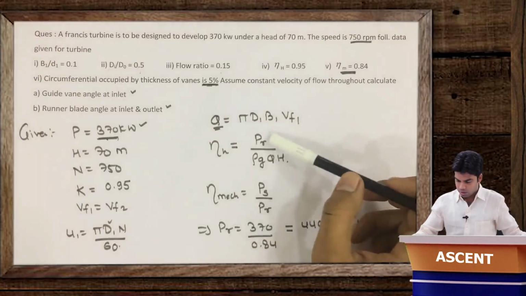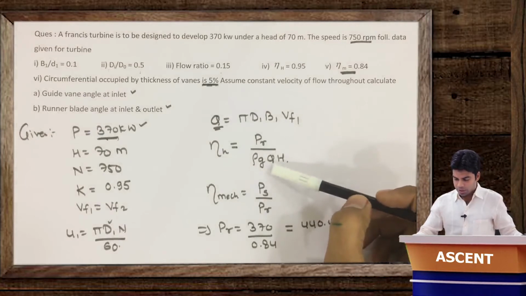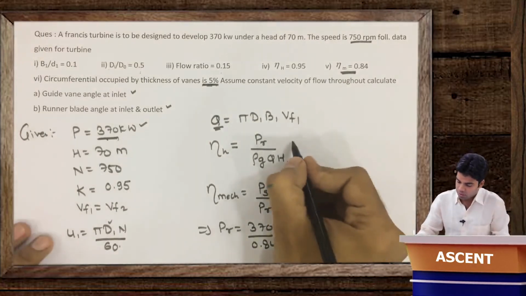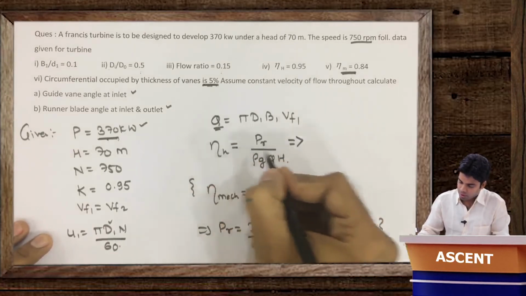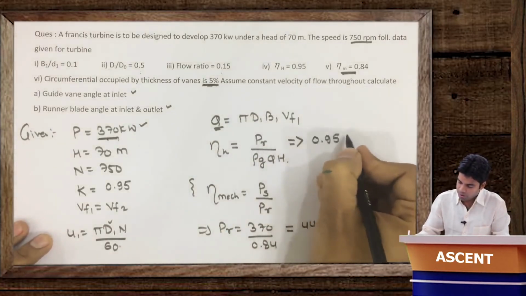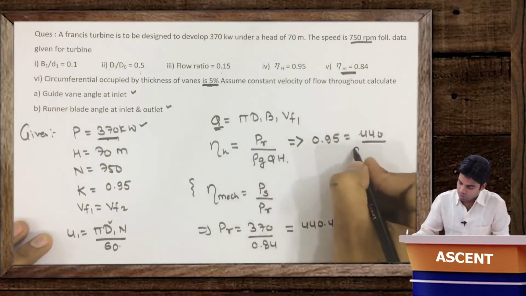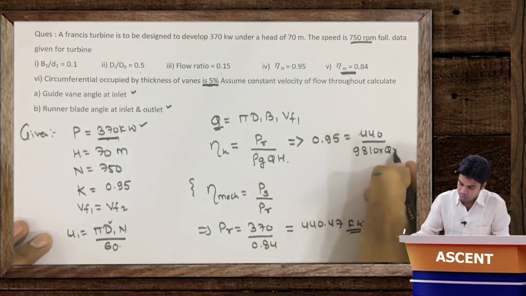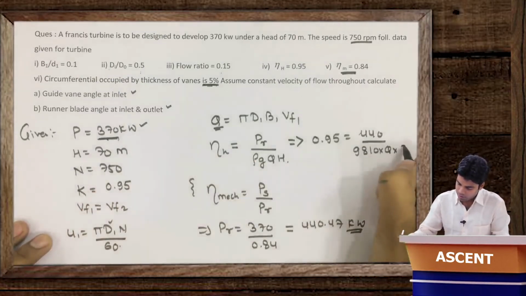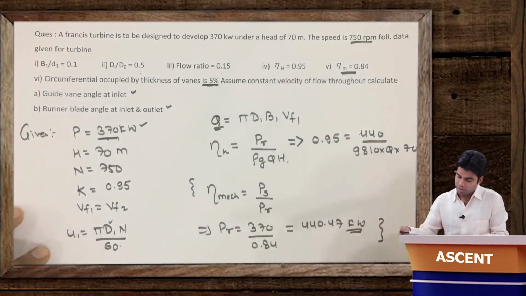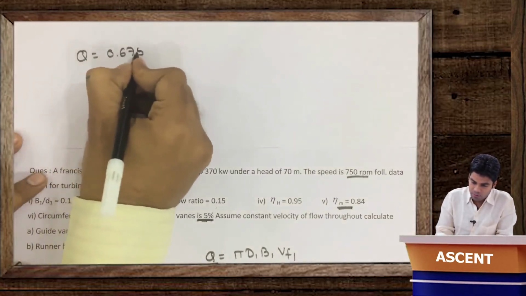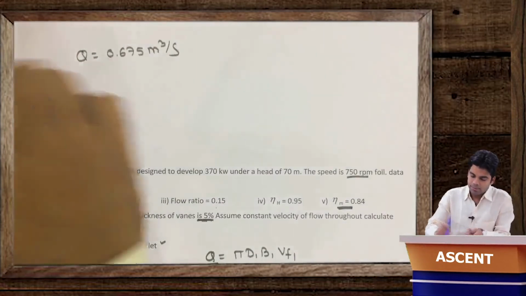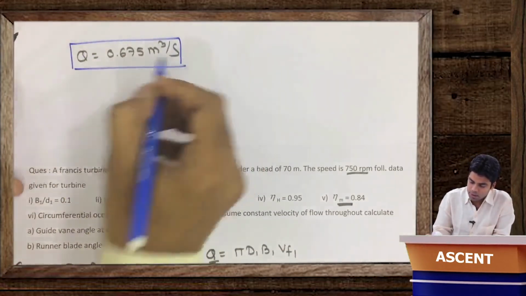So what did we get? We got the runner power. Now the next step would be to determine the value of this Q. Once we have this runner power, we can determine the value of Q. I will just put the value here. This runner power is equal to 440. Hydraulic efficiency, which is equal to 0.95, is equal to 440 divided by rho g 9810 into Q into head. The head is given as 70 meter. So from here we can determine the value of Q. Only Q is unknown, so this Q will be equal to 0.675 meter cube per second. This is the value of Q.